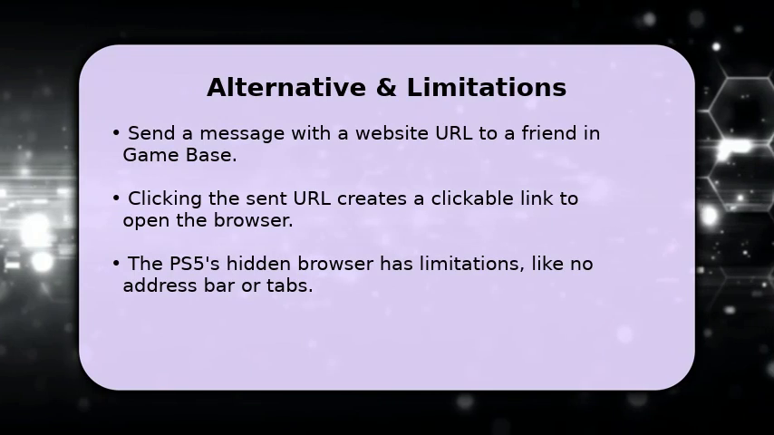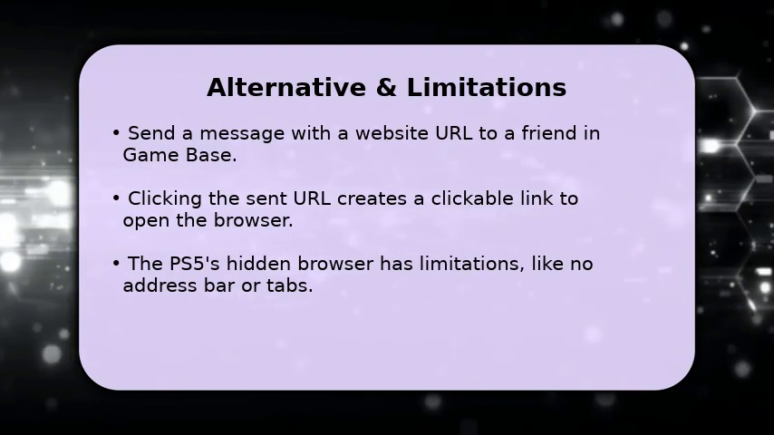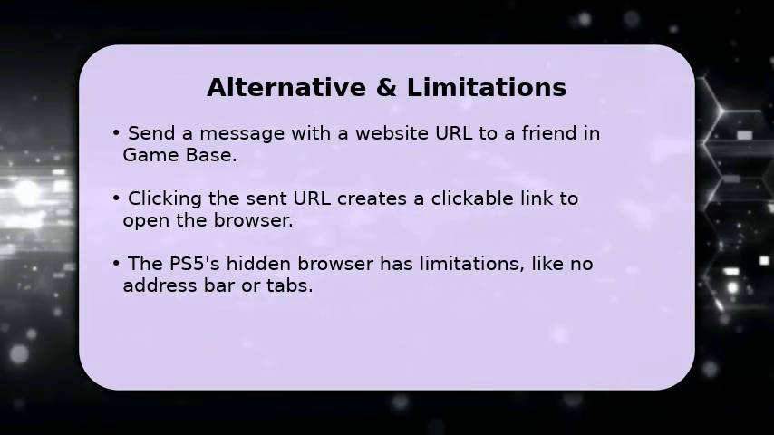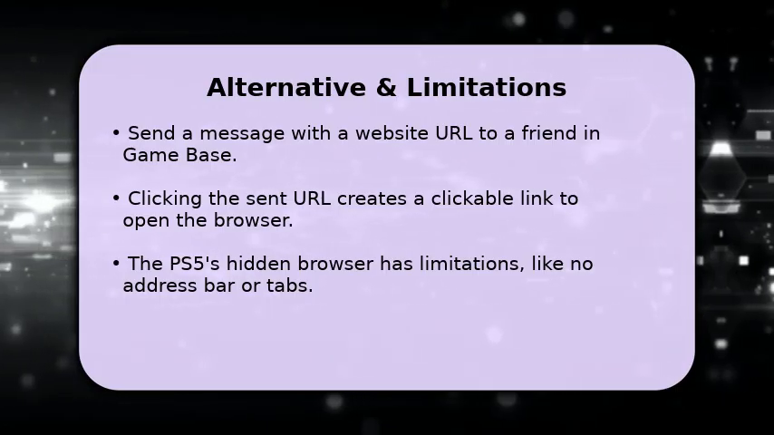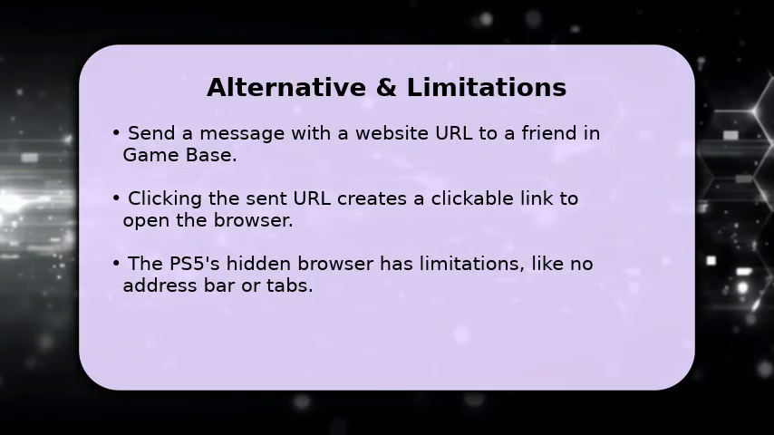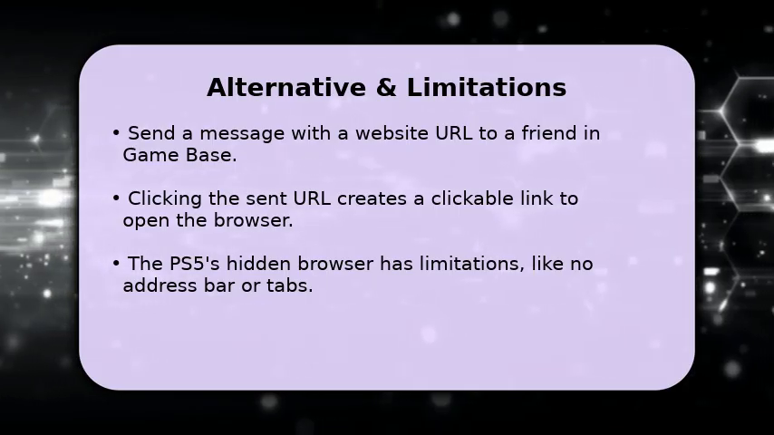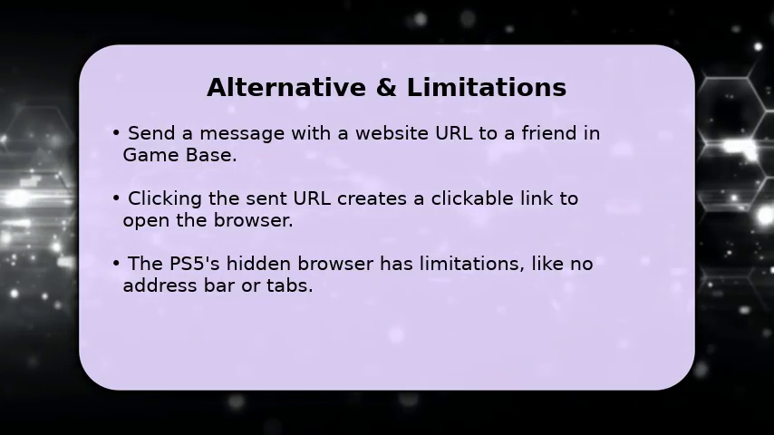For an alternative, you can use the game-based messaging feature. Simply open a chat with any friend and type a full website address like Google.com, then send it. The system will convert this into a clickable link. Clicking this link will open the hidden web browser directly to that site.